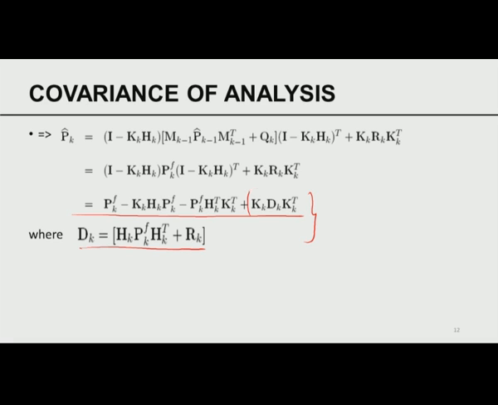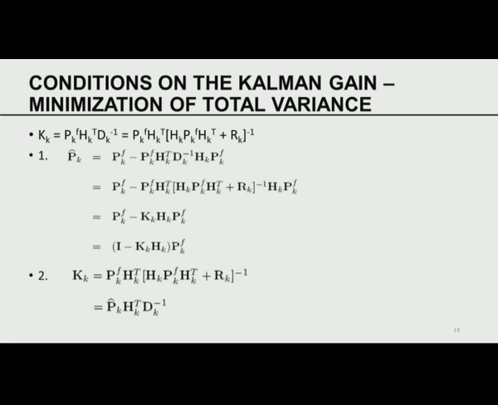DK comes in here. Please recall, this is exactly the expression we have done in one of the earlier modules. This is the term which is quadratic in K. This is linear in K. I need to be able to minimize the trace of PK with respect to KK. KK has NM elements. The conditions for the Kalman gain, minimization of the total variance, we have already done.